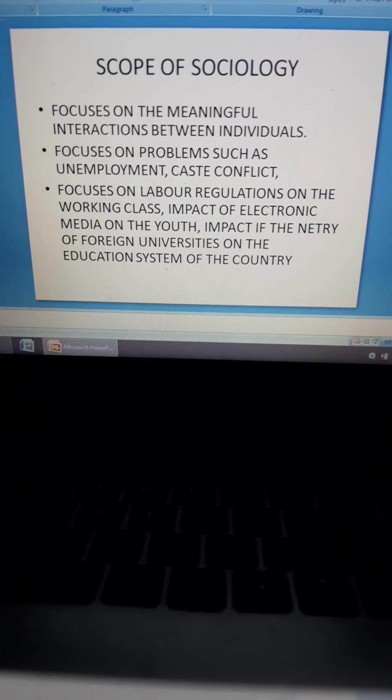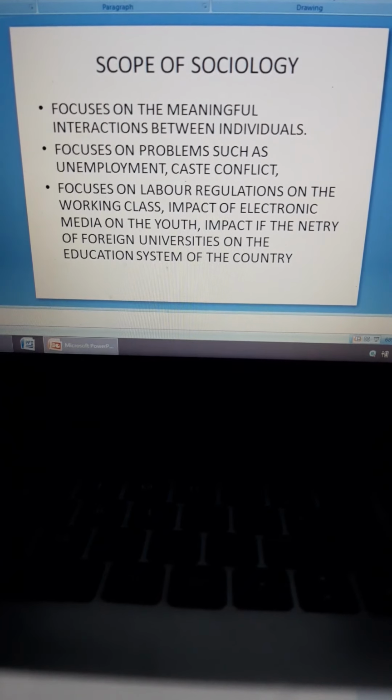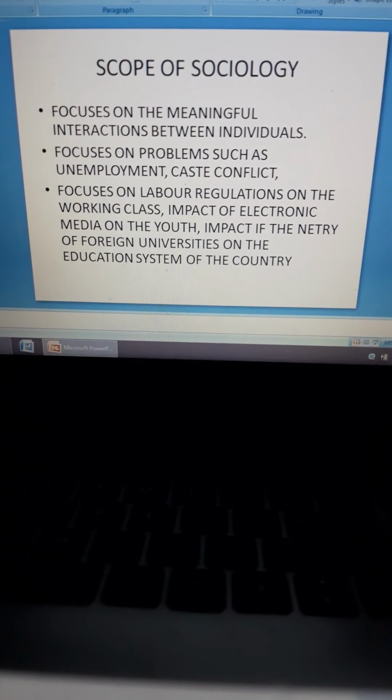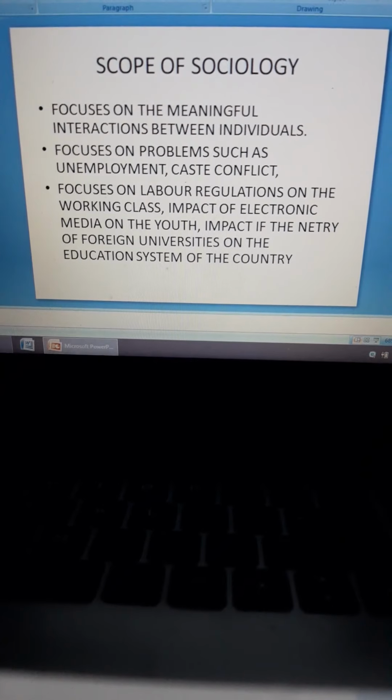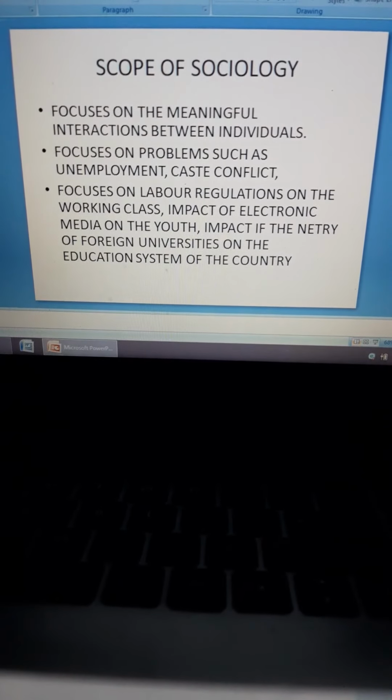It studies the impact of the entry of foreign universities on the education system of the country. India not only has national schools or universities, it has international universities and schools as well. So it studies how such foreign institutions have an impact on the education system that is native to our country. So let's start the relationship.